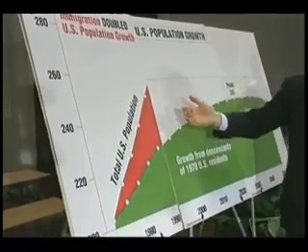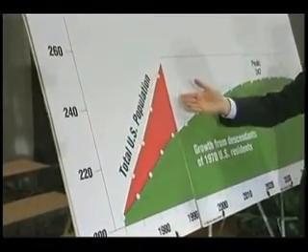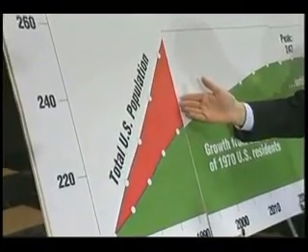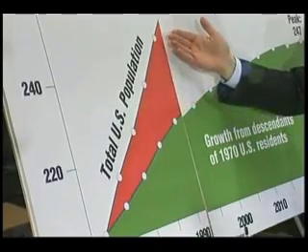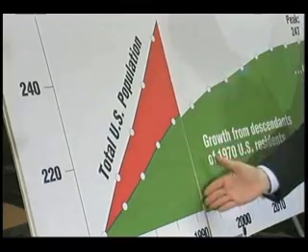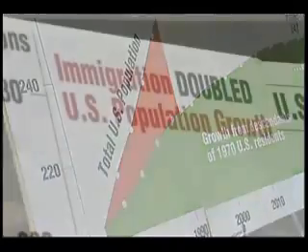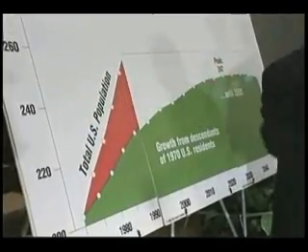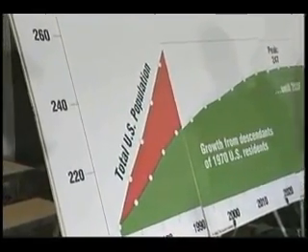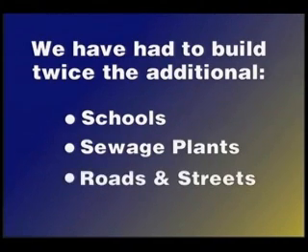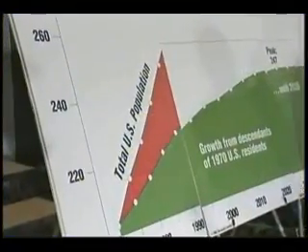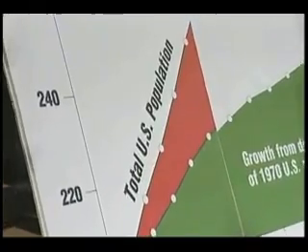Now, as you can see, our population growth has doubled over what it otherwise would have. This red represents every immigrant who came since 1970, plus their descendants, minus the deaths of both groups. There's been as much population growth from immigration as from the natural growth from the 1970 stock population. Now, that has meant that we have had to double all of the additional infrastructure expenditures we've had in this country. We've had to build twice as many schools, twice as many sewage treatment plants, twice as many roads and streets. All of the additional needs of this country have doubled because of this radical new immigration policy of the United States government.